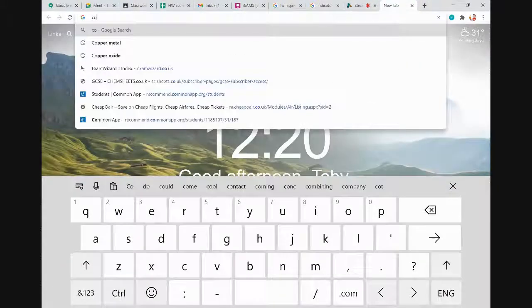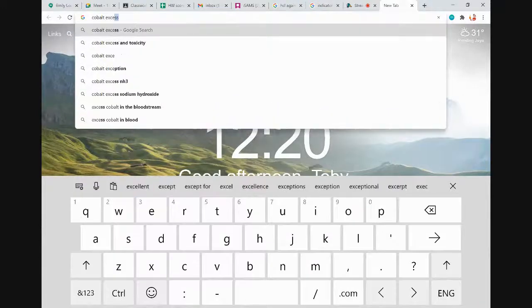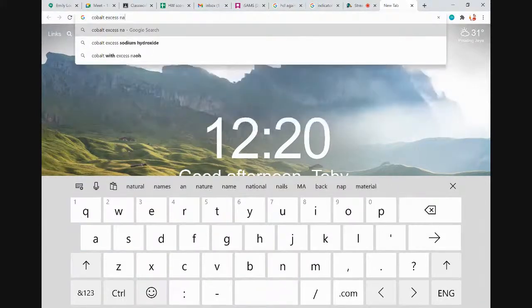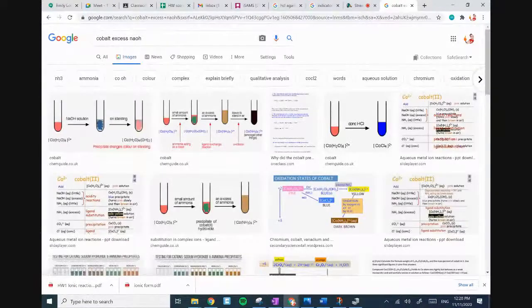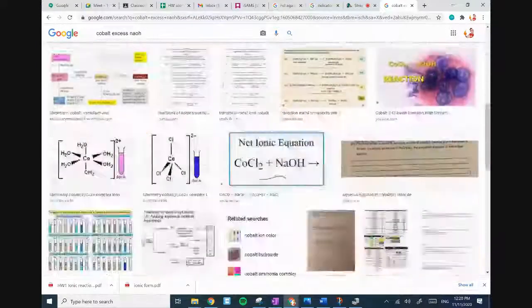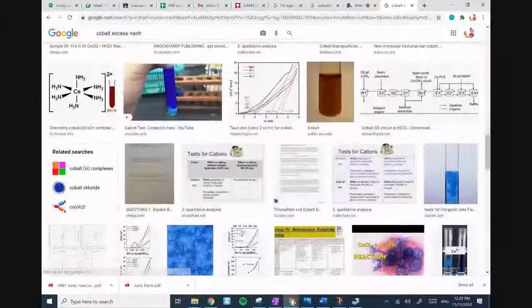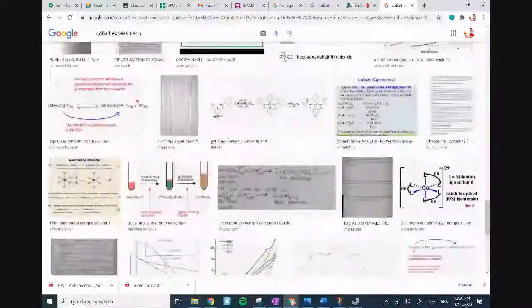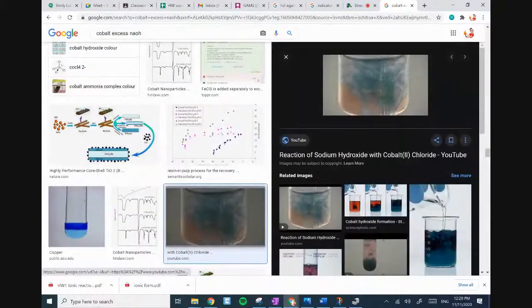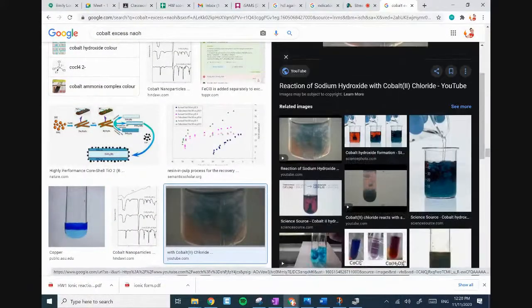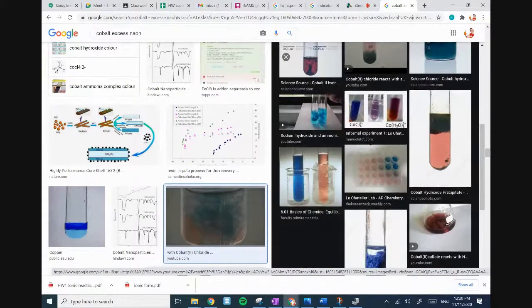Okay, so just to show you this, cobalt excess sodium hydroxide, NaOH. Google doesn't tend to like me doing that, but let's have a look. I'd love to see a real picture. This is where we'd be doing it in class if we were in school, and it's really annoying. Oh, check it out. Look at that. So can I find something better?